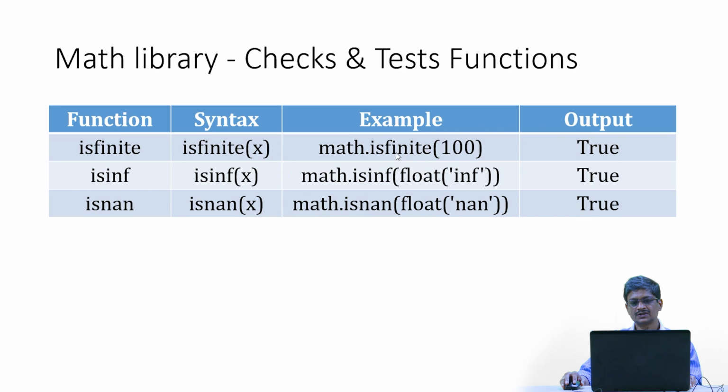So this is going to give you finite. If it is correct, then the output will be true, and is infinite. So if number is infinite, then it will print true, otherwise it is going to print false. There is one more function, isnan, that is not a number. So if any value inside is not a number, in that case it is going to tell you the output as true, otherwise the output will be false.